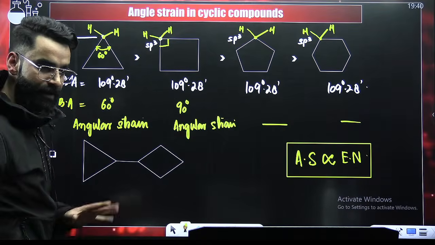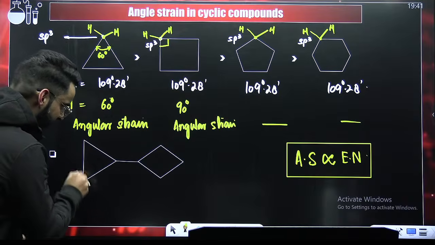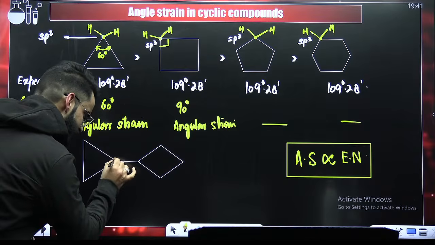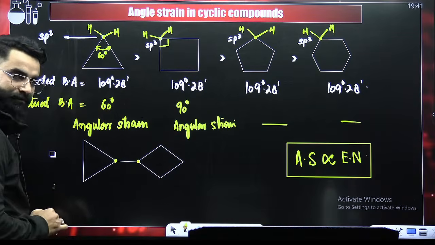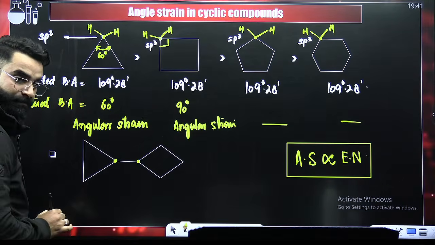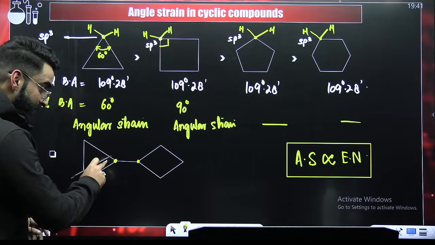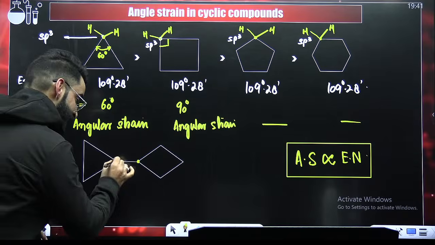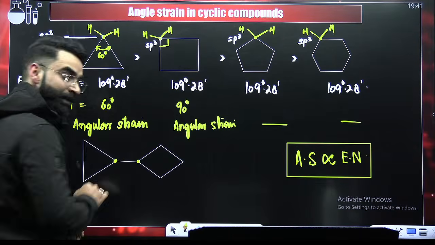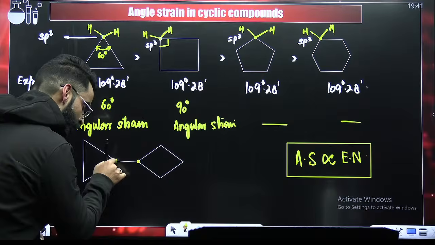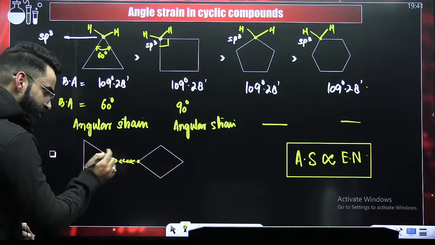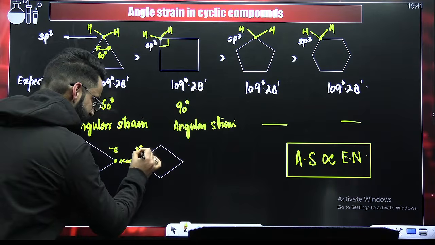Correct? Now, my dear students, here I've got a 3-membered ring, here I've got a 4-membered ring. Both are joined. If I talk about this particular carbon and this particular carbon, this particular carbon will be under more angular strain. It is 3-membered, more angular strain. More angular strain means more electronegativity. So this carbon is more electronegative than this one. If the electronegativity of this carbon is more, that means this carbon has more tendency to attract the shared pair towards itself, due to which it gets delta negative and this gets delta positive.